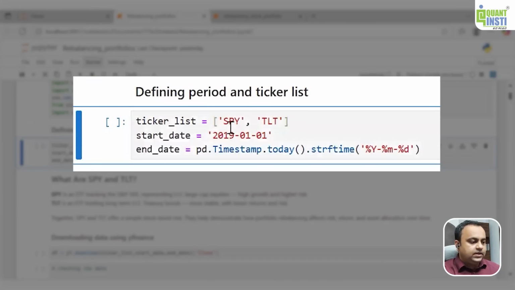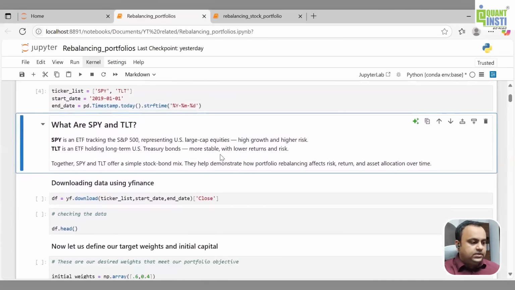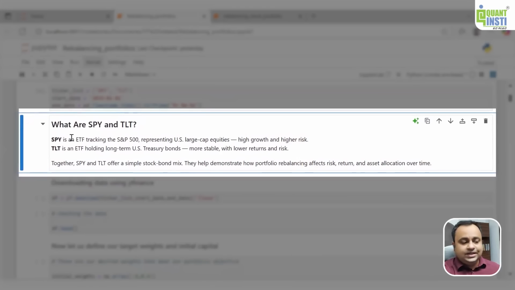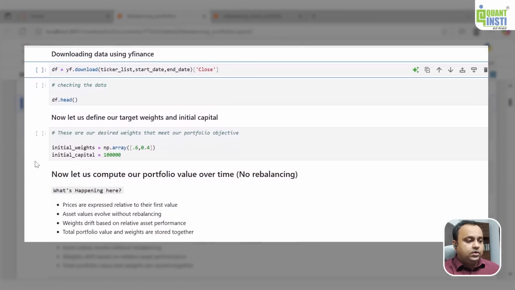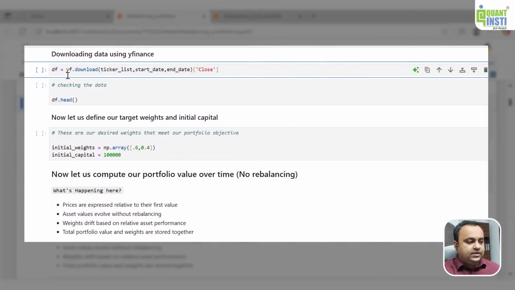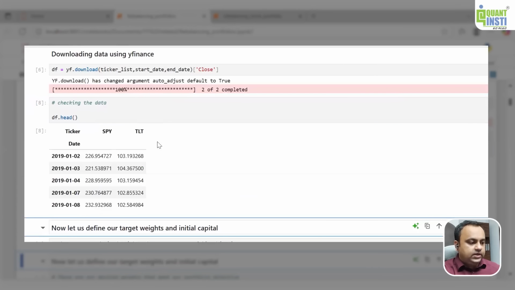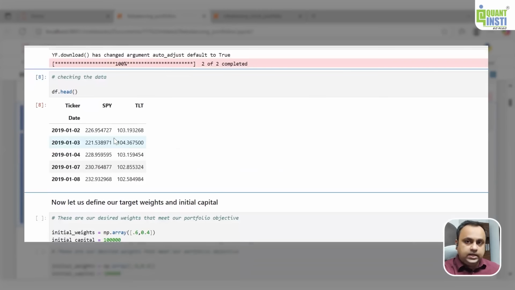So I have a list of tickers, SPY and TLT, and then the start date being 2019, 1st of January. From there, I take the end of this period. Whenever I'm running this code, the end date is that date. This is something I have stored as variables. And there's a little bit of trivia about SPY and TLT, which you can pause and read for your knowledge. Then we move on to downloading the data. I use the Y Finance API, and using yf.download, I am downloading the close prices, and I check my df.head, which is my data frame with all the required data.